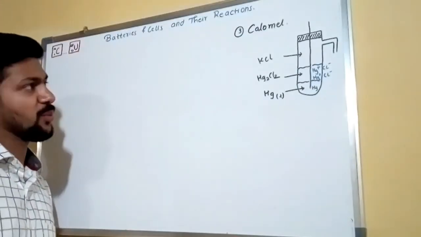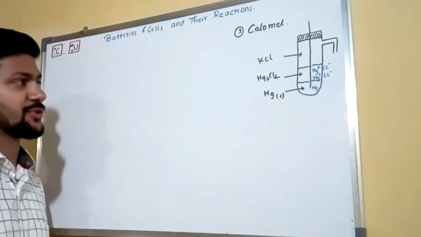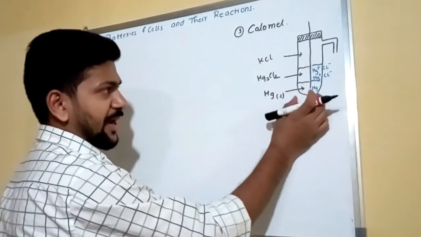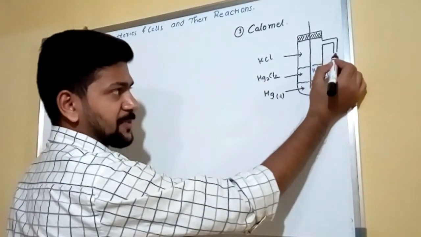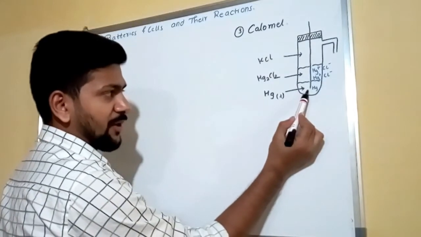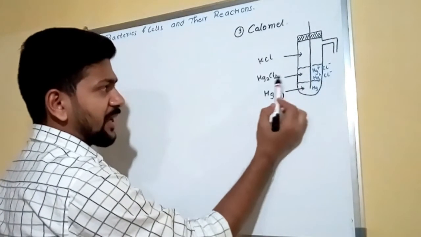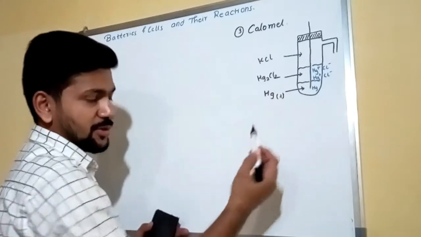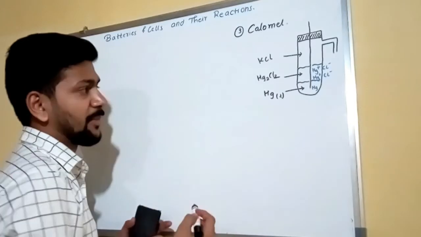Now let us start with the construction of the Calomel electrode first of all. You will be having a glass tube. It will be having an inbuilt salt bridge present over here. It will be completely sealed. You will be having pure mercury in liquid form which will be placed at the bottom. You will be having a paste of Hg2Cl2, that's also called Calomel, mercurous chloride.